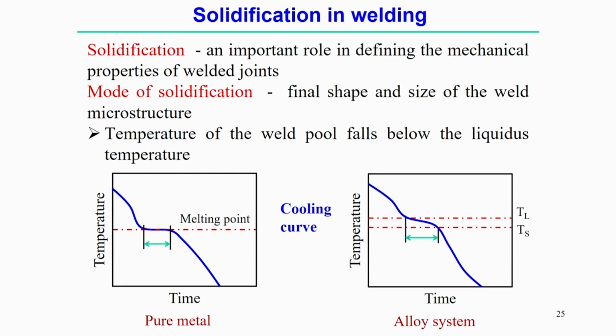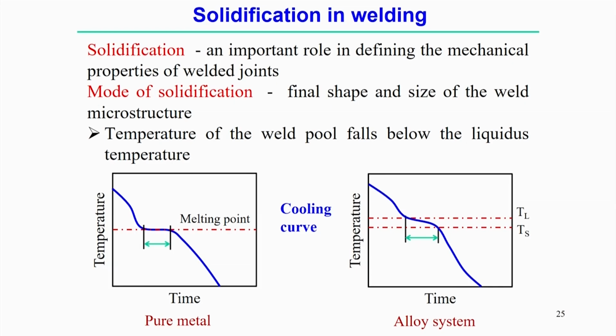So, during solidification, the temperature of the weld pool comes down from the superheating temperature to the phase transformation temperature, basically the liquid to solid phase transformation temperature, and then gradually cools from that solid state temperature to the ambient temperature. Throughout this process, several phase transformations may occur, not only liquid to solid, but in the case of alloys, solid state phase transformations may also occur.